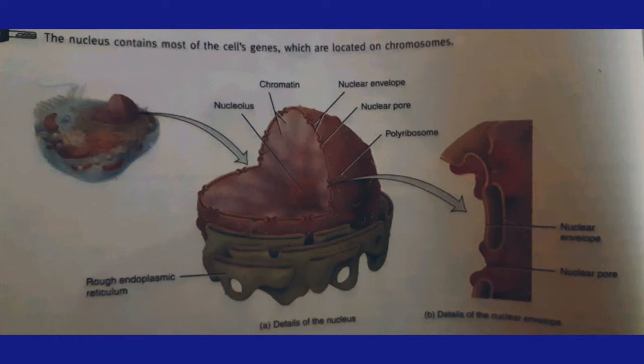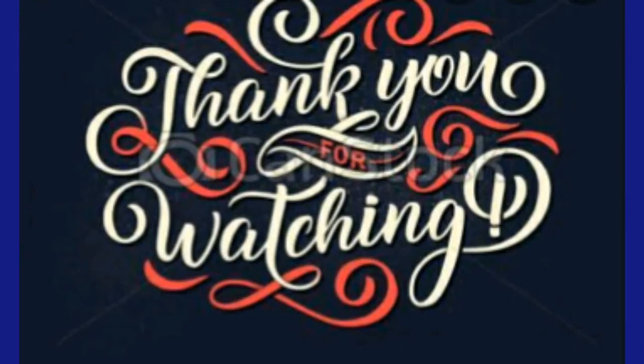You can see the parts here, whatever I have described has been given here, such as the nucleolus, chromatin, and you can also see the nuclear pore. The nuclear envelope, how it has pores beside it. Okay, so this is about the nucleus. Thanks for watching the video.